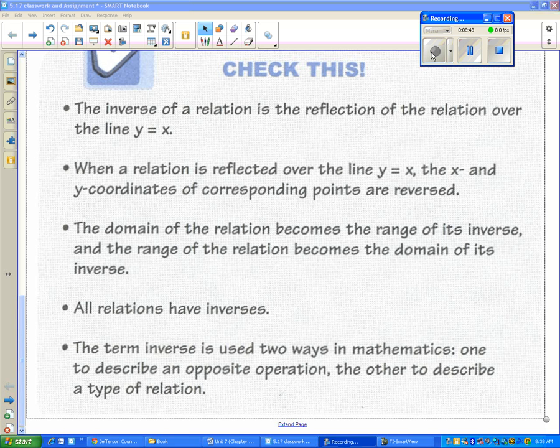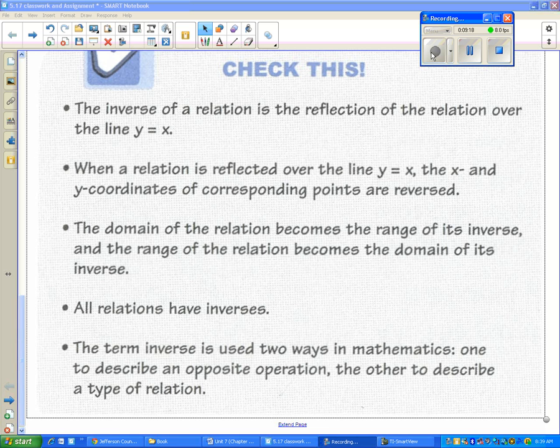So the notes do say the inverse of a relation is a reflection of the relation over the line y equals x. When a relation is reflected over the line y equals x, the x and y coordinates of corresponding points are reversed. The domain of the relation becomes the range of its inverse, and the range of the relation becomes the domain of its inverse. All relations have inverses. The term inverse is used 2 ways in mathematics. One to describe an opposite operation, the other to describe a type of relation.